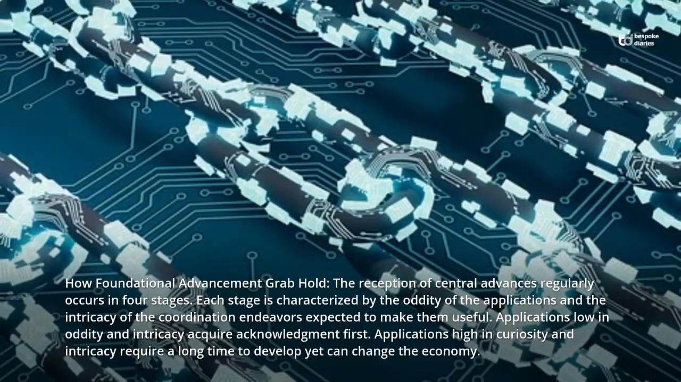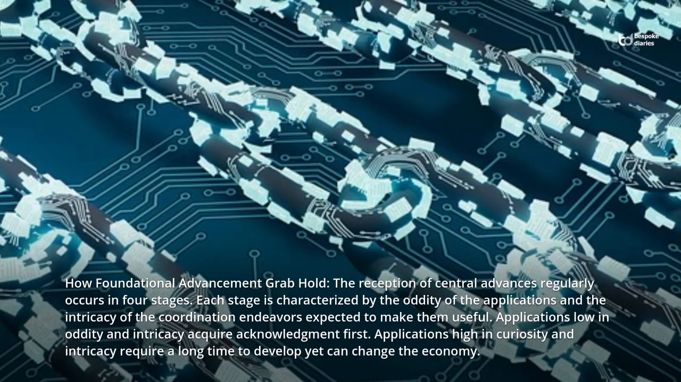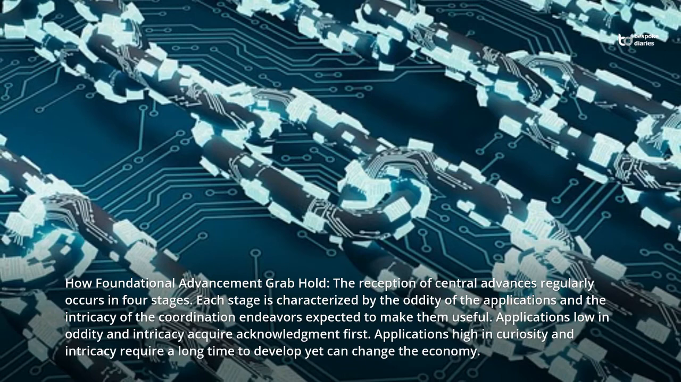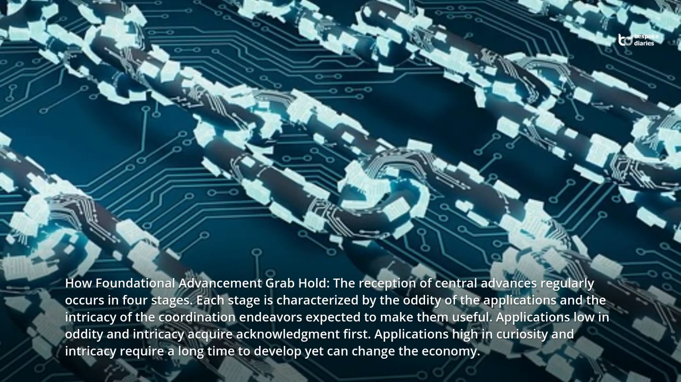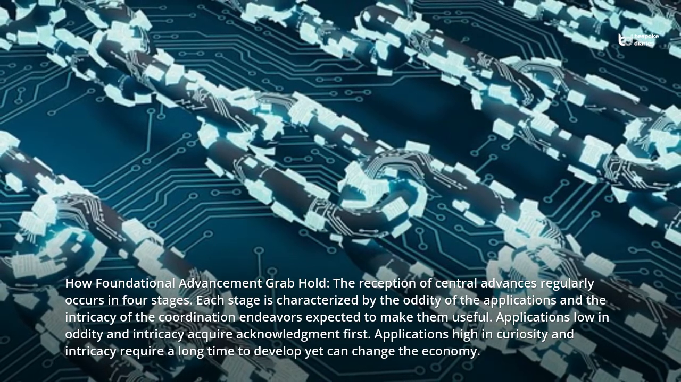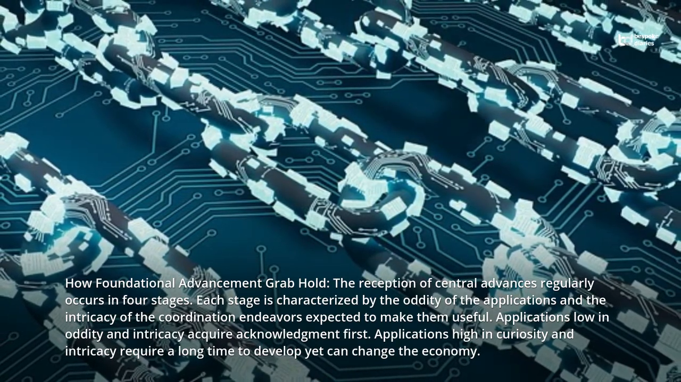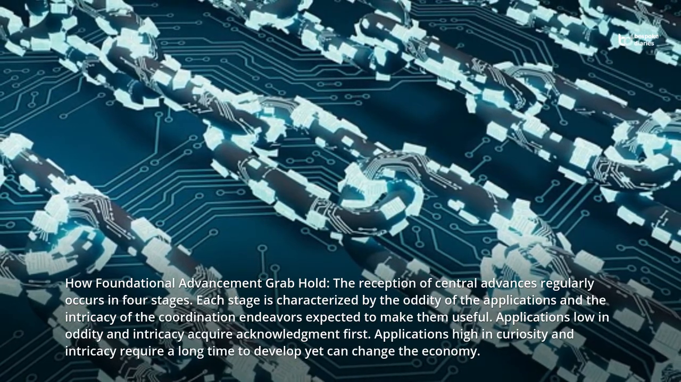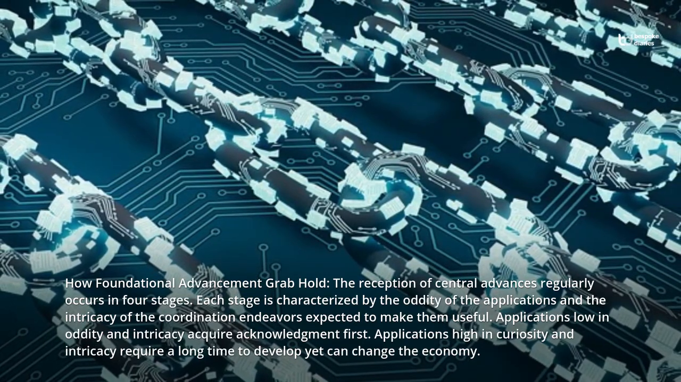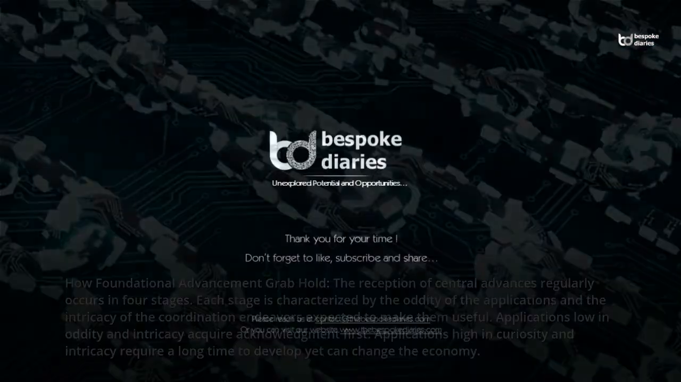How foundational innovations take hold. The adoption of foundational technologies typically occurs in 4 phases. Each phase is characterized by the novelty of the applications and the complexity of the coordination efforts needed to make them useful. Applications low in novelty and complexity gain acceptance first. Applications high in novelty and complexity take decades to develop but can transform the economy.